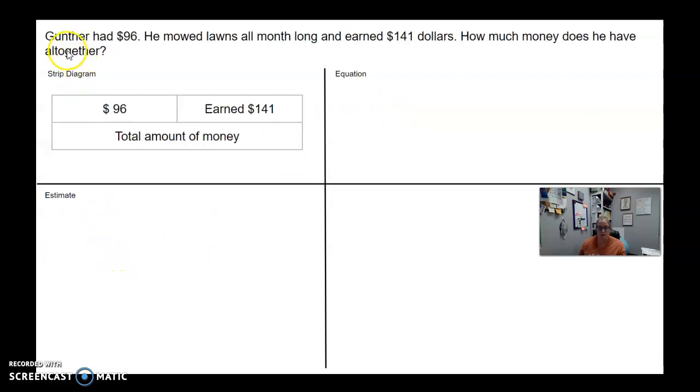The third question says that Gunther had $96. He mowed lawns all month long and earned $141. How much money does he have altogether? Again, I went ahead and put your strip diagram here. You are going to do the equation, and you're going to do the estimate.